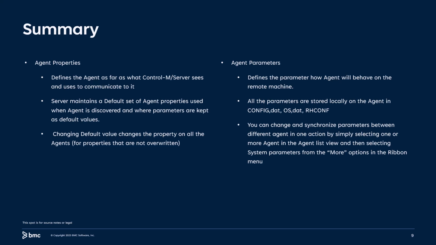Agent parameters define how the agent will behave on the remote machine. All the parameters are stored locally on the agent in either config.dat, os.dat, or remote host config, as seen in the type column. You can change and synchronize parameters between different agents in one action by simply selecting one or more agents in the agent list view and then selecting System Parameters from the More option in the ribbon menu.